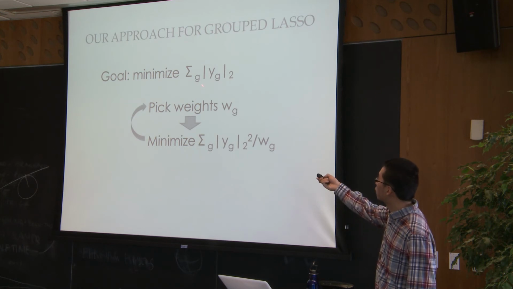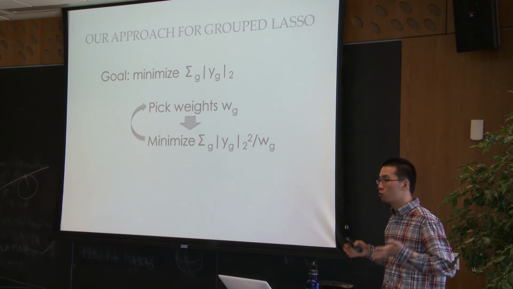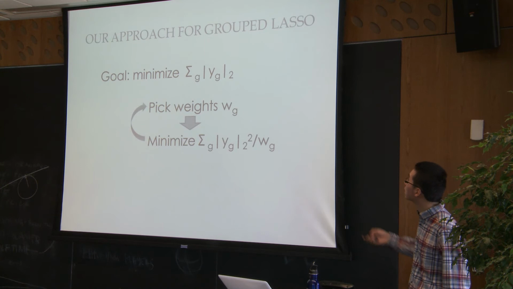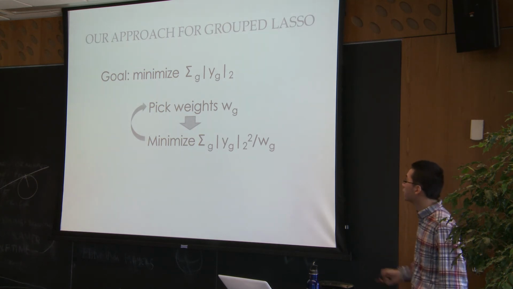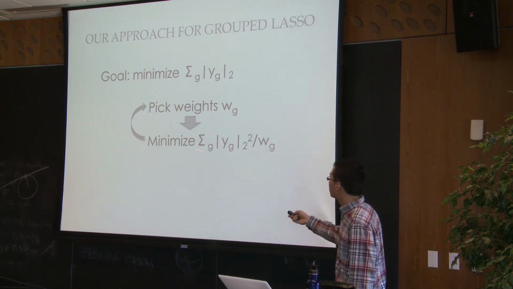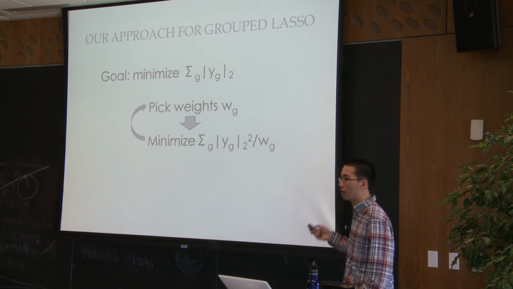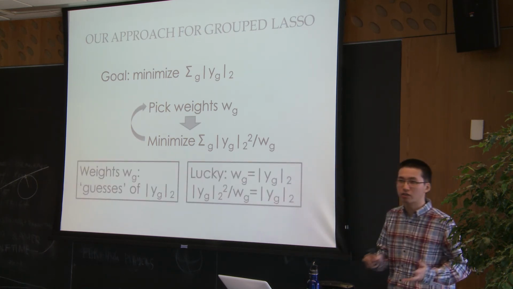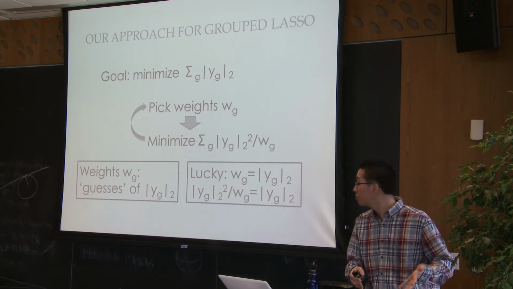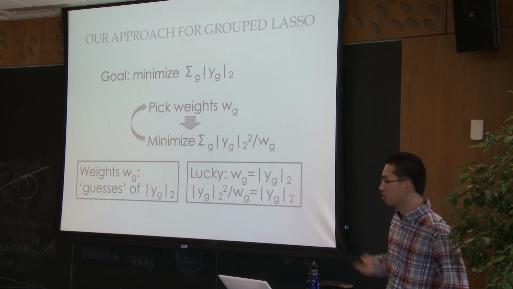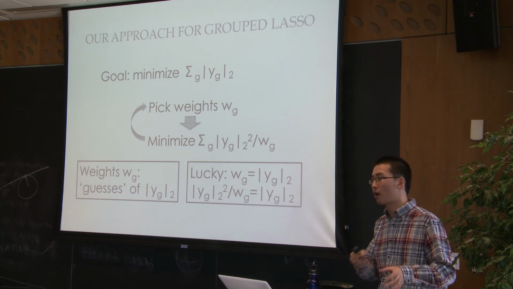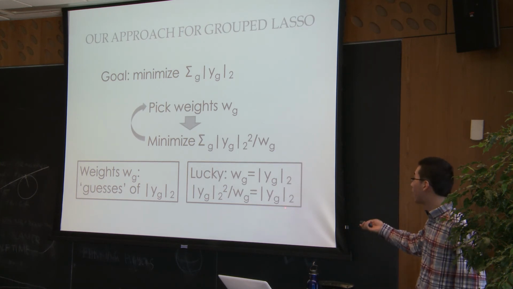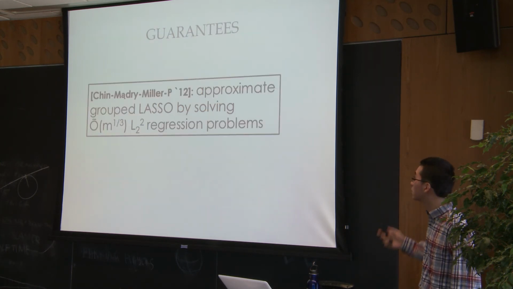So I want to minimize, summing over groups, the 2 norm of the group. Okay. So what I do is I pick one weight per group, and I sum over the groups of the quadratic relaxation divided by the weights. Once again, the weights are guesses on the 2 norm of the values in the group. So if you're lucky, you get that the weights are essentially the same, so the square and the weights cancel, and now you're back to the exact answer.